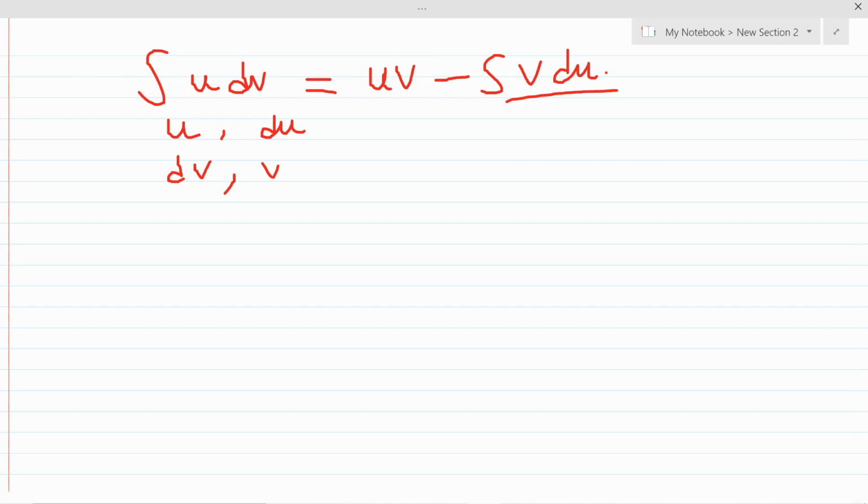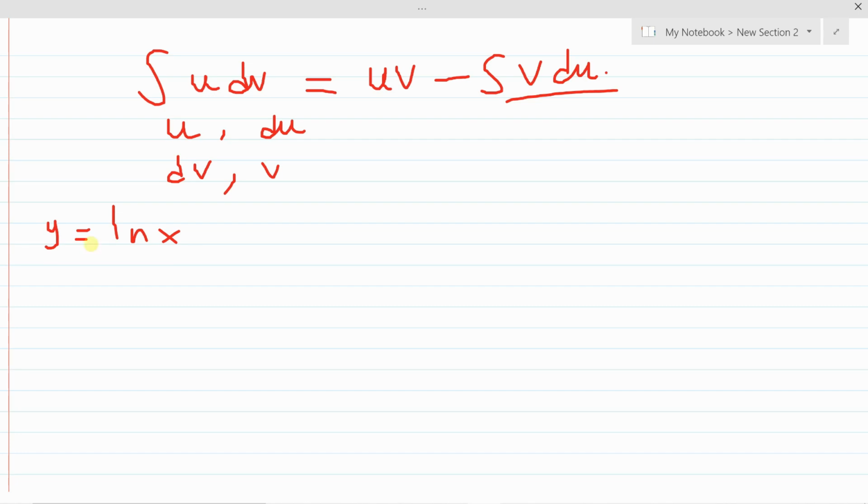Why do we want to do this? Because if you want to integrate some special functions like the logarithmic function ln of x, you have to go by integration using integration by parts. Like I said, if you want to integrate something like ln x, you have to use integration by parts. Now let's use this to find the integral of y equals ln x.